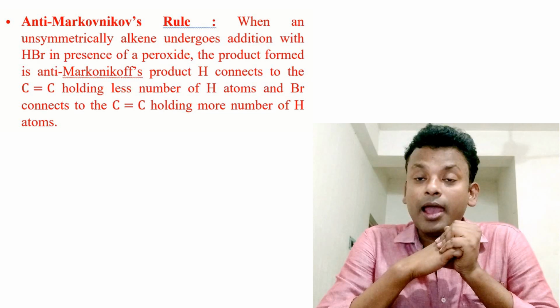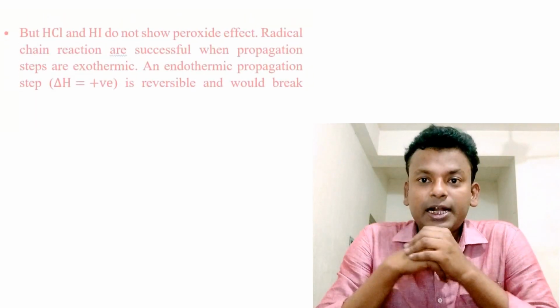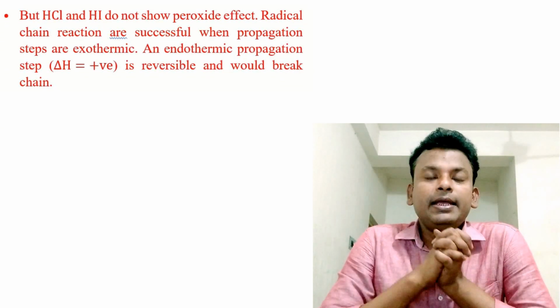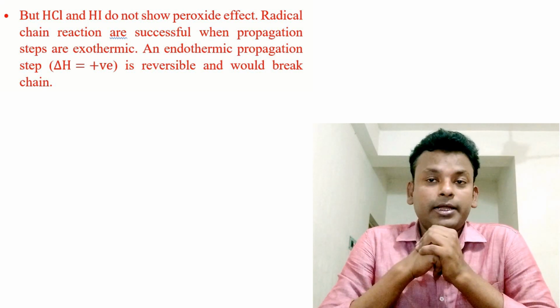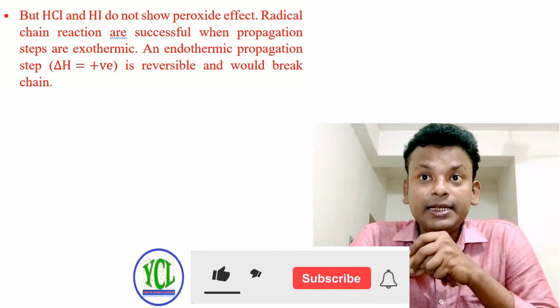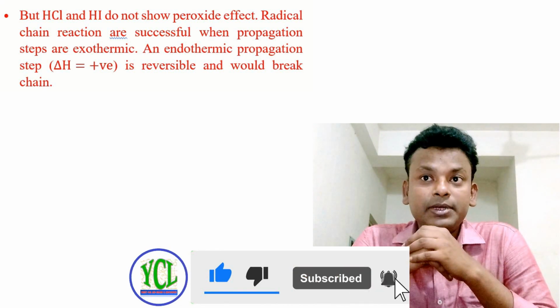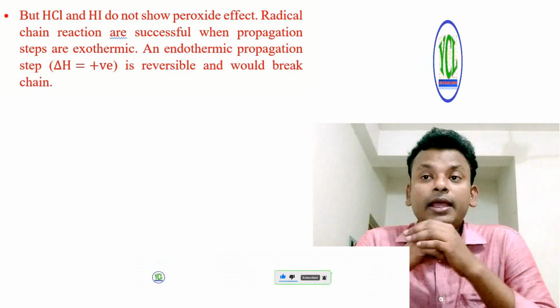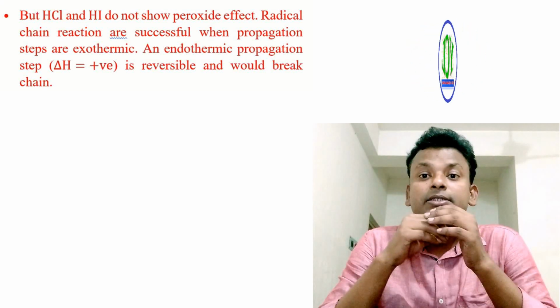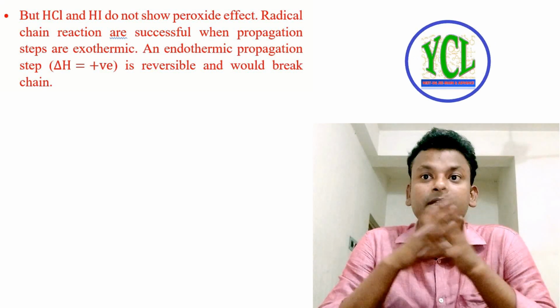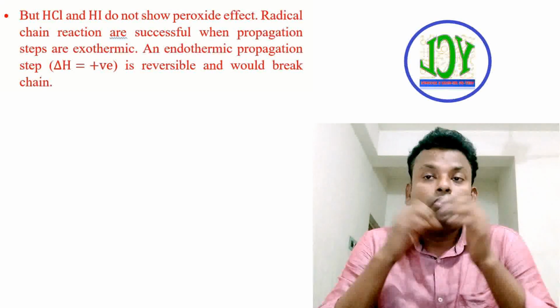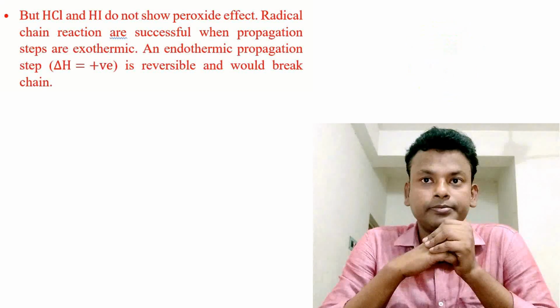This is the anti-Markovnikov rule. But HCl and HI do not show the peroxide effect. Radical chain reactions are successful when the propagation step is exothermic. An endothermic propagation step, that is, where delta H is positive, is reversible and would break the chain.